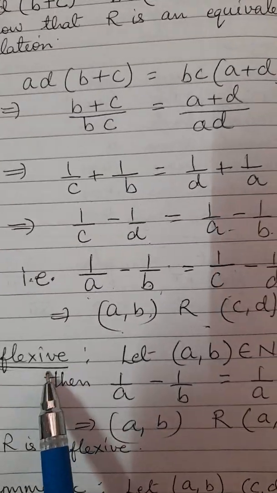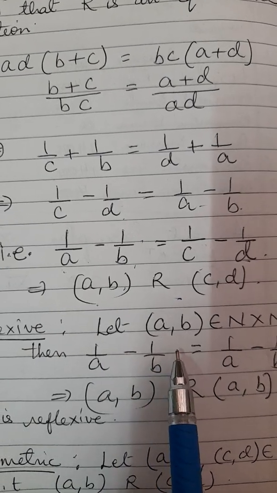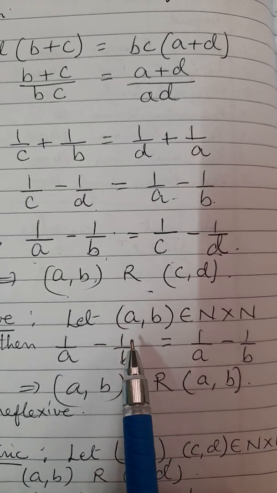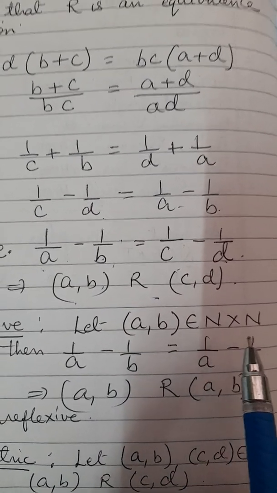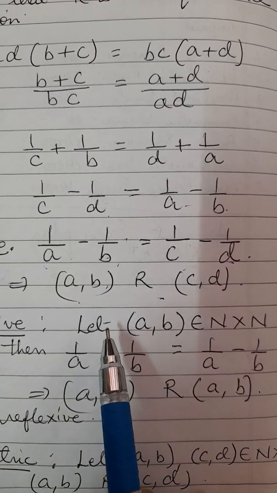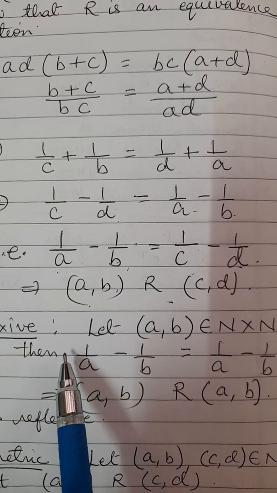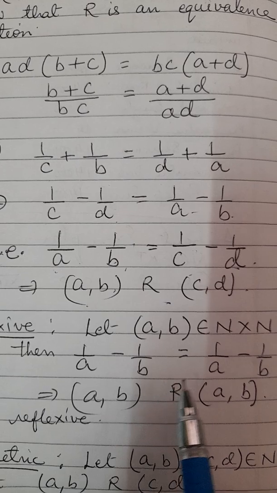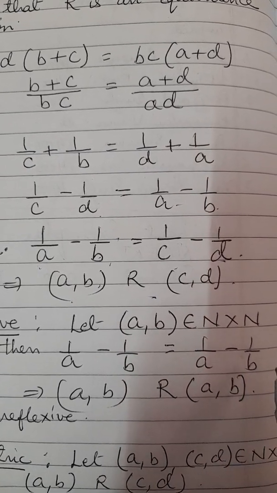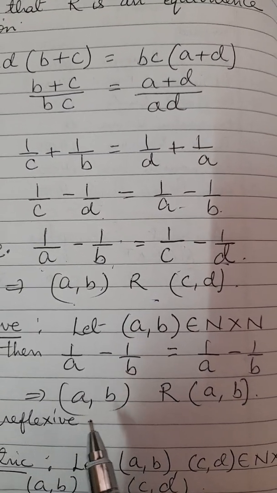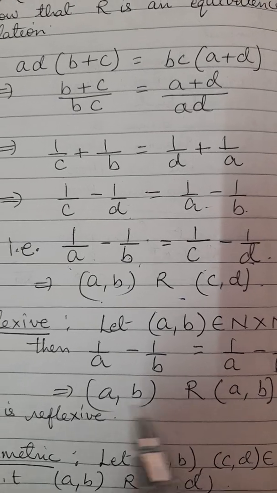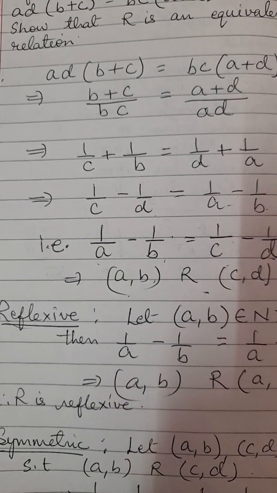Now for the reflexive property. For the reflexive property, as you know, we have to take only one element. So I have taken the element (a, b) belonging to N cross N. For this element, I can say 1/A - 1/B = 1/A - 1/B. It means (a, b) is related to (a, b), so the relation is reflexive.